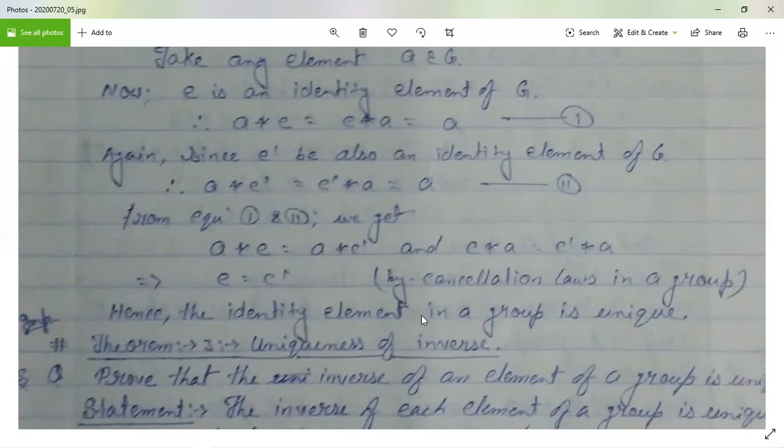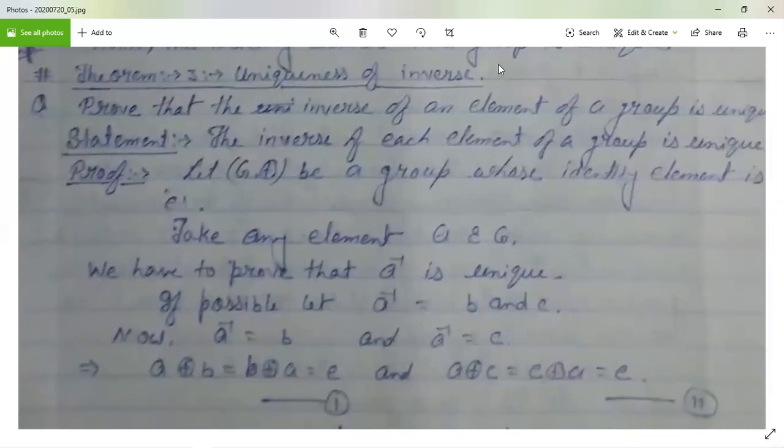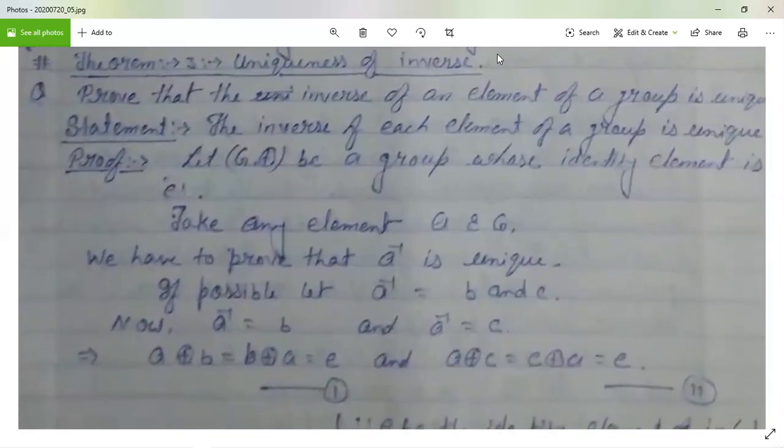Next one is the uniqueness of inverse. In this theorem, I will show that the inverse of an element of a group is unique. That means here we prove that the inverse of an element of a group is unique. It states that the inverse of each element of a group is unique.